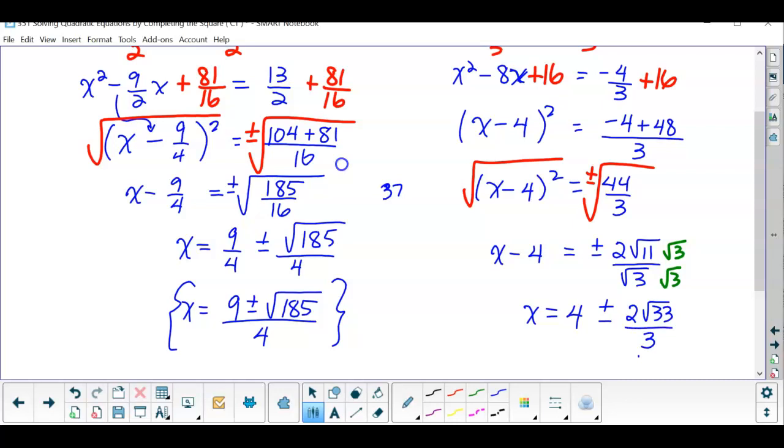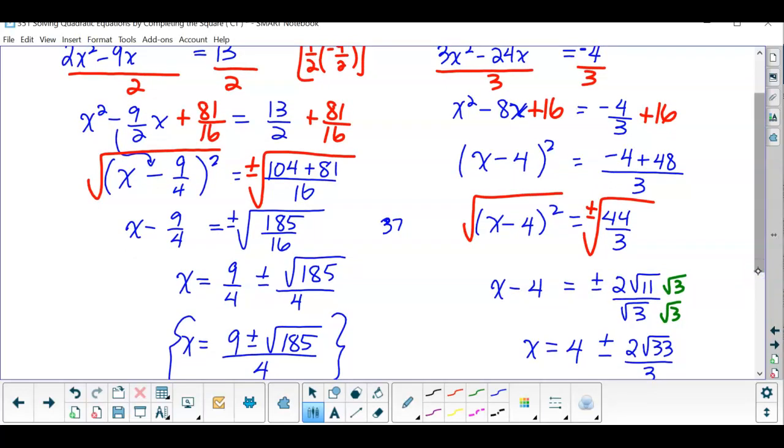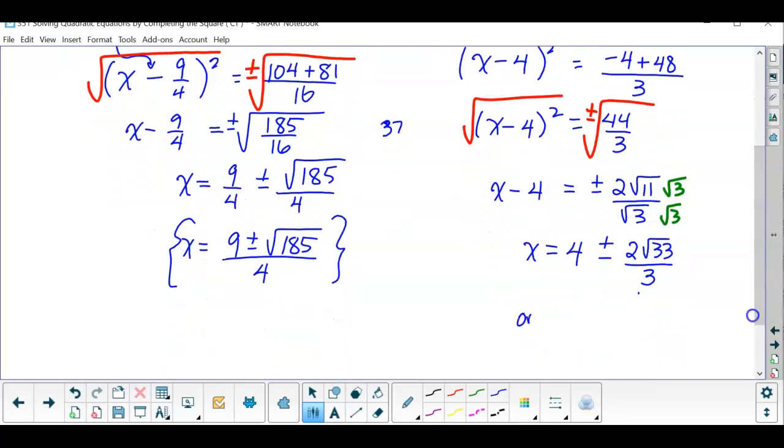And you could find a common denominator if you want. If you want to get a common denominator, then that would be 12 plus or minus 2 root 33, all over 3. Okay. That's more of what it would look like if you use the quadratic formula, which we'll talk about.